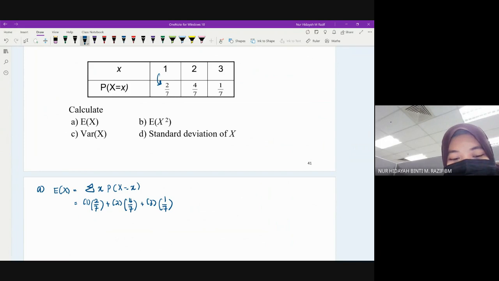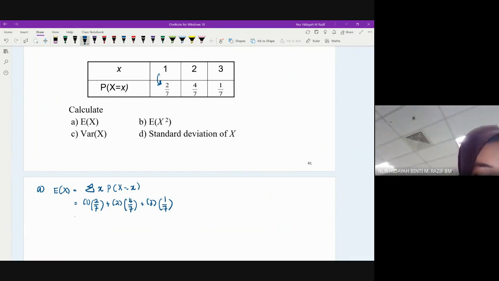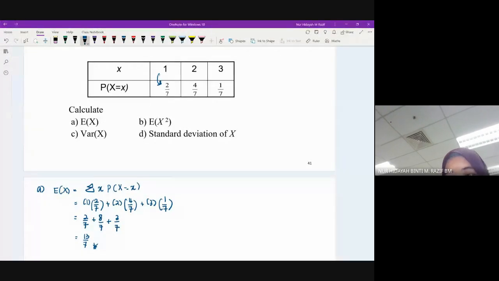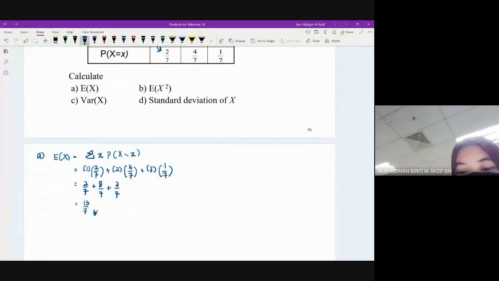So bila you kira kat sini, you akan dapat jawapan bersamaan dengan 2 over 7 plus 8 over 7 plus 3 over 7. So what you get here adalah 13 over 7. So that will be your expected value. Okay, so itu adalah expected value of X. Now let's take a look at question B.